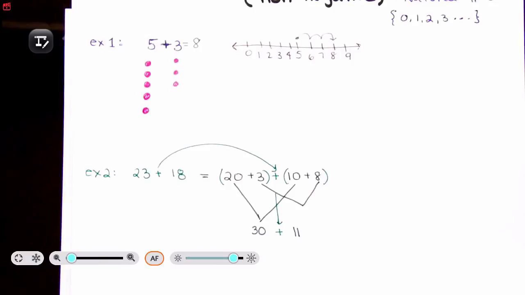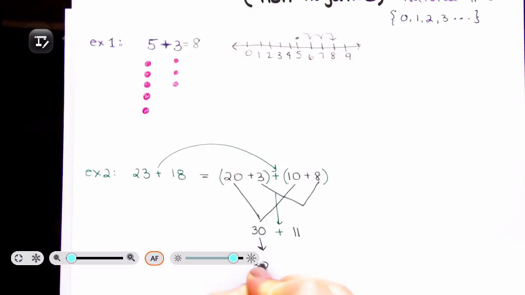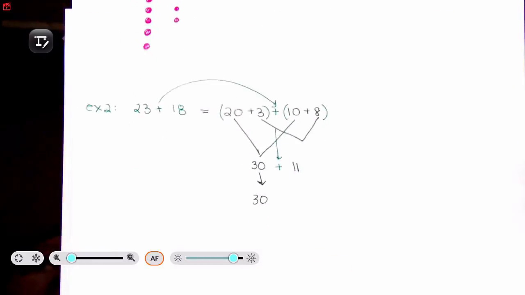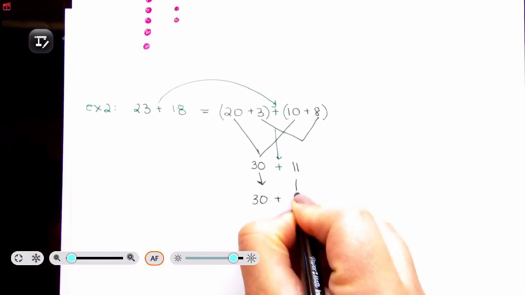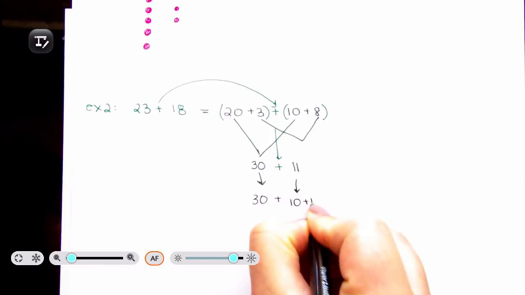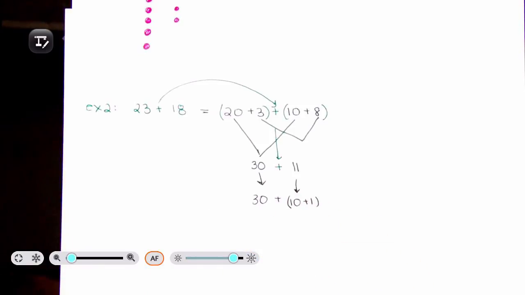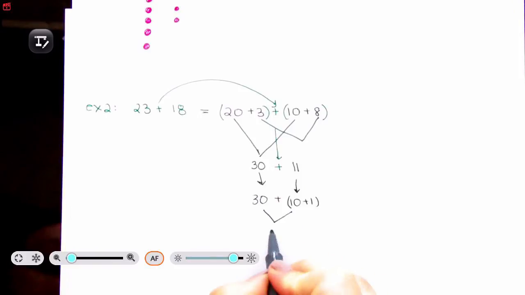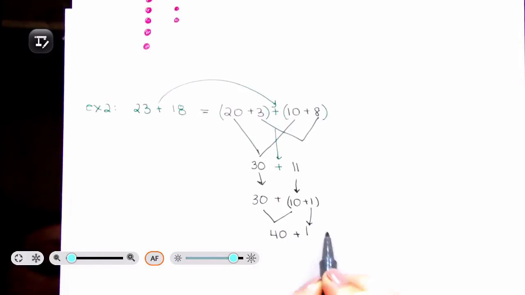Now, if you don't know that, you can keep splitting it up. You can split it up in however many different ways as you want. For example, I'm going to keep 30 because that's a pretty number. However, I'm going to split up 11 into 10 plus 1. So now, once again, I have 30 plus 10, that's 40. I have plus 1. So then this equals 41.